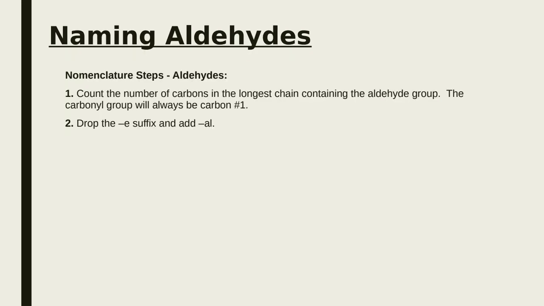Let's do some examples of naming of aldehydes first. When we have an aldehyde, we're going to count the number of carbons in the longest chain containing the aldehyde group. We know that that aldehyde group will be the carbonyl, and that carbon will always be number 1. So if I give you a structure like this, we see that there's a carbonyl. It is on an end of a chain, so we know that it is an aldehyde, not a ketone. And we're going to number this. Everything in that molecule is single bonded, so this is a butane. Instead of calling it a butane, we lose the E and we add the suffix Al.